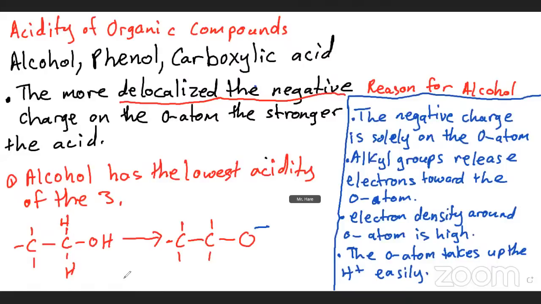If you're on the exam and you forget something, you can put no delocalization of electrons. So this is a really short answer. If you forget your explanation, just put no delocalization of electrons, or of the negative charge.